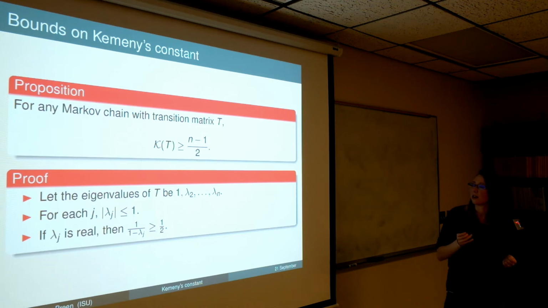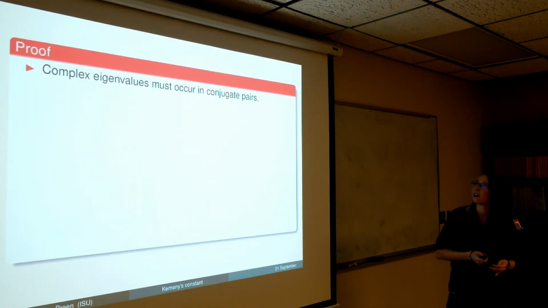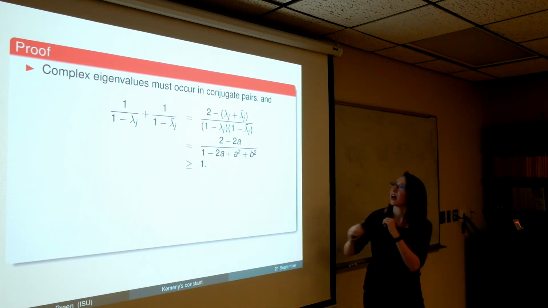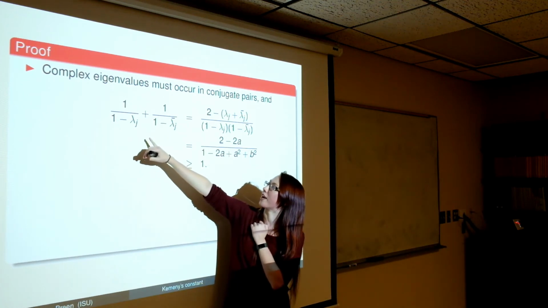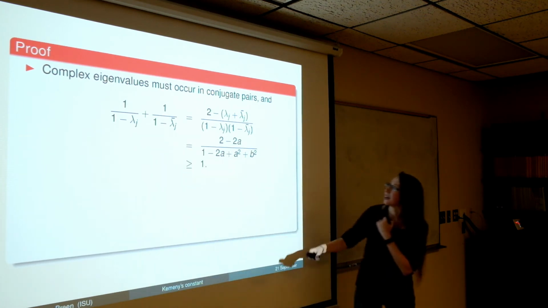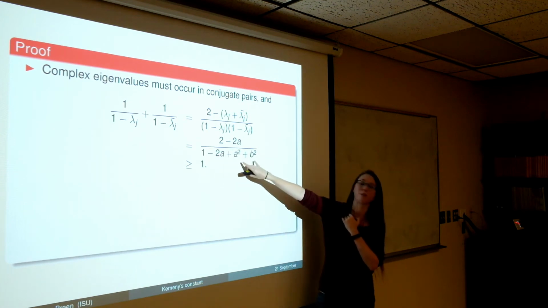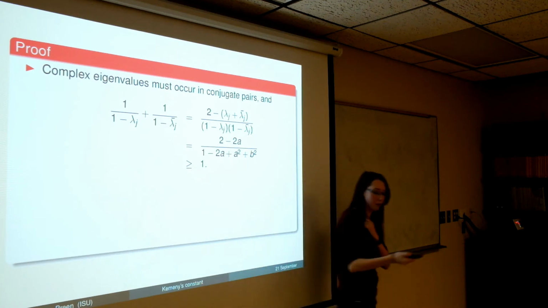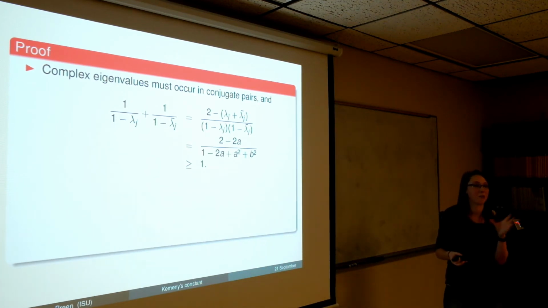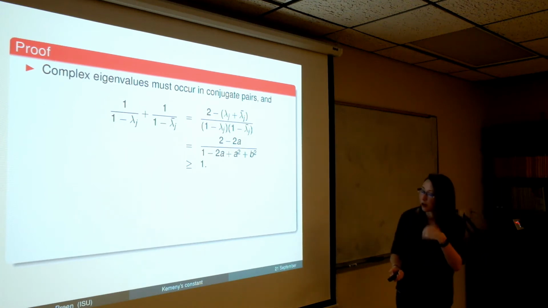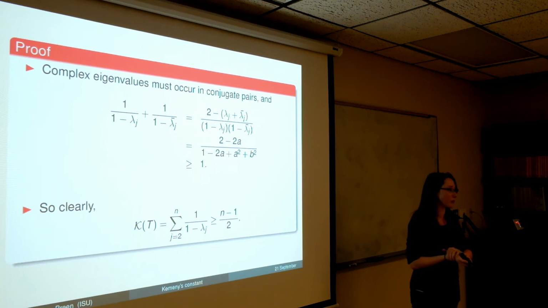And then for the complex eigenvalues I might have, well, they occur in pairs. If I just look at those two terms in my sum, and I think about lambda j being a plus bi, lambda j bar being a minus bi, then I get this expression here, and since a squared plus b squared is my modulus and that can't be bigger than 1, I get that this is greater than or equal to 1. So if I add up all the terms in my sum, either by pairs or individually where they're bounded below by 1/2, I get n minus 1 over 2. So that's the smallest Kemeny's constant could be.